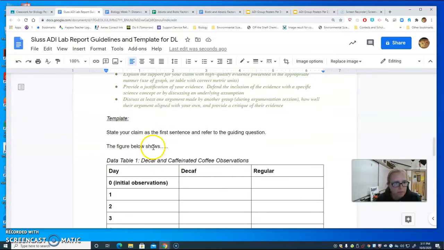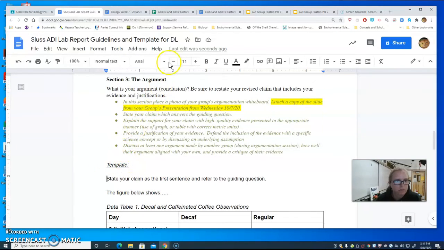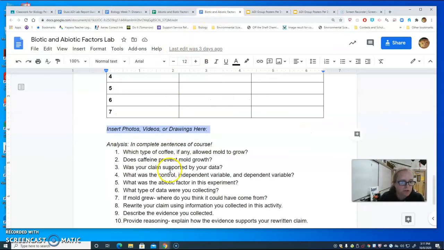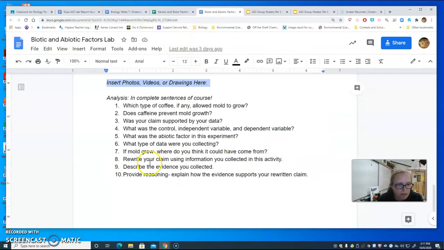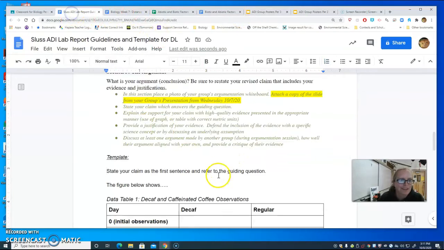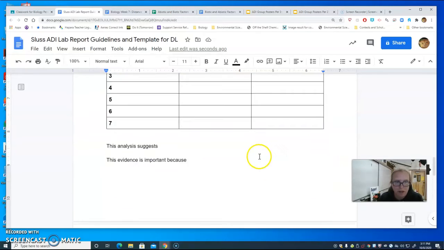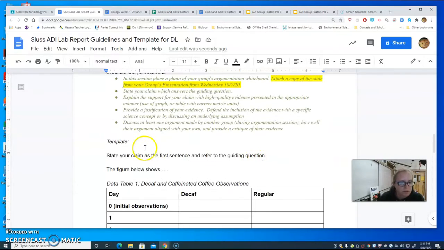Your data table goes in here. Your claim is, and you would go to the lab that you turned in, right? And right here you rewrote your claim. So caffeine does not, or caffeine does. And so you put it also on your board if you did that. But here's a claim. Mold does not grow in either caffeinated or decaffeinated coffee because this group didn't have any mold that grew.